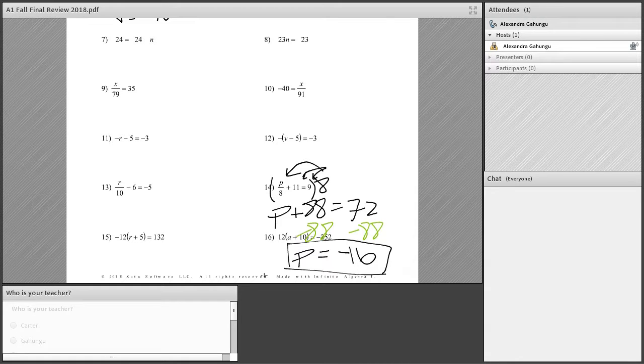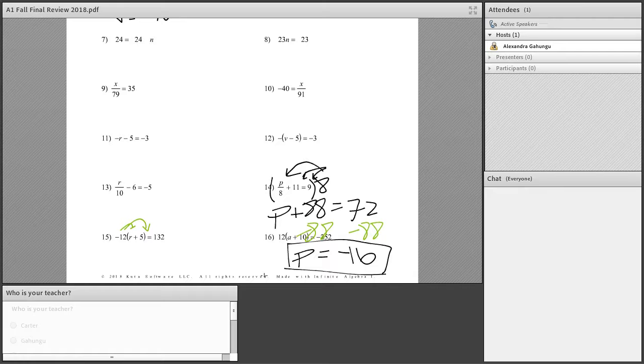You could also subtract 11 first and then multiply by 8 on both sides, and you'd still get the same answer. For questions like 15, you'll just distribute first, to get rid of your parentheses, and then you're good to go.